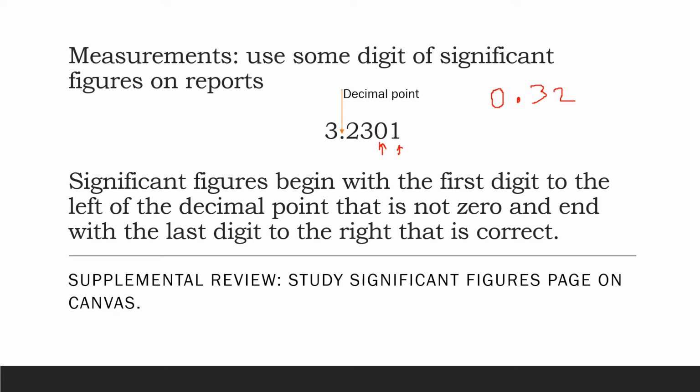So significant figures begin with the first digit to the left of the decimal point. Okay, that is small 0, and end with the last digit to the right. Okay, that is correct. So if you read it, you wouldn't understand it. So we have to show you, you're going to do the supplement review, which is going to be a separate document that I will be uploading in Canvas under chapter 2. Okay, you're going to study the significant figures or review from your high school. So you will find that page on Canvas.